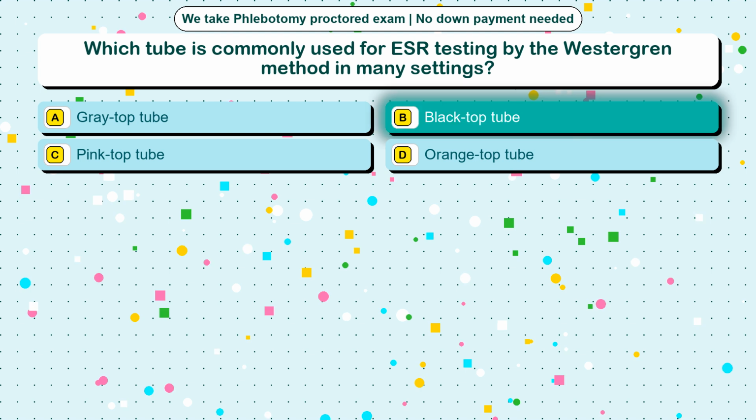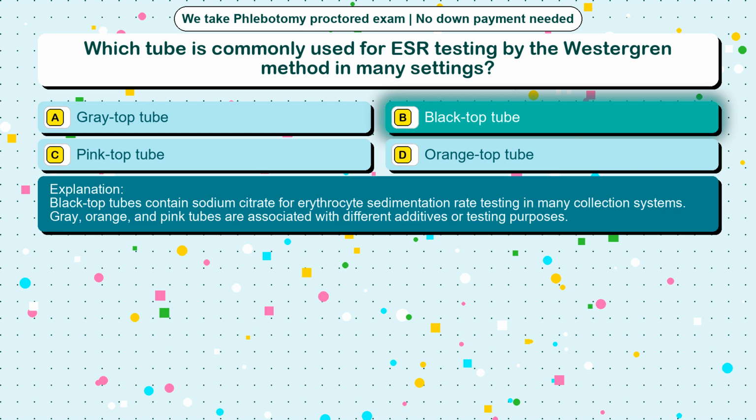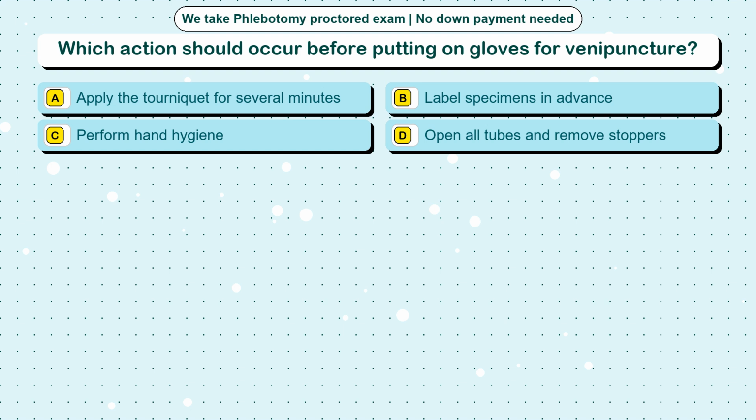The correct answer is option B, black top tube. Black top tubes contain sodium citrate for erythrocyte sedimentation rate testing in many collection systems. Gray, orange, and pink tubes are associated with different additives or testing purposes. Question 54. Which action should occur before putting on gloves for venipuncture?